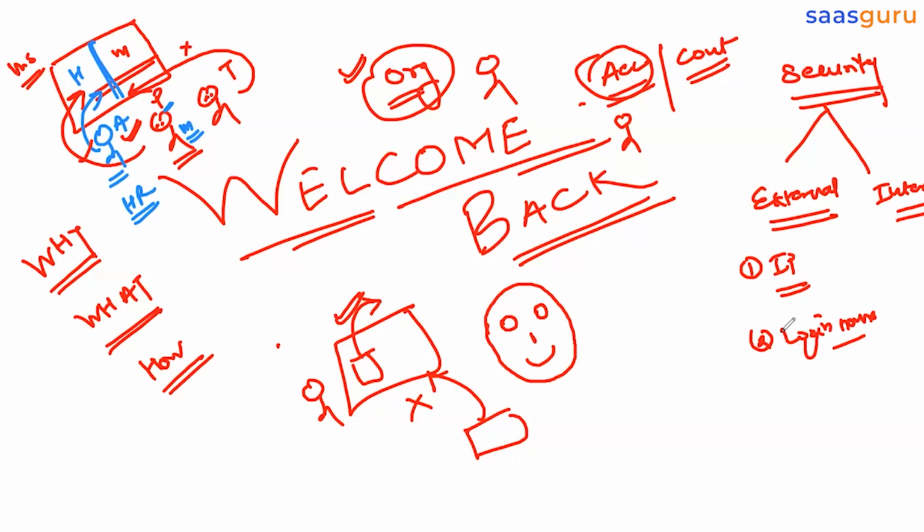Now, as far as the internal security is concerned, again, there are various ways. Broadly classifying it, there are three levels of security which can be provided. First and foremost, at the object level, second, at the record level, and third, at the field level. As far as the object level security is concerned, we again have various ways. First and foremost, we have the concept of profile. Second, we have the concept of permission sets.